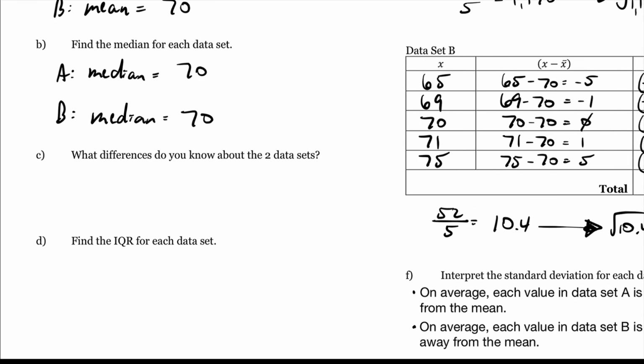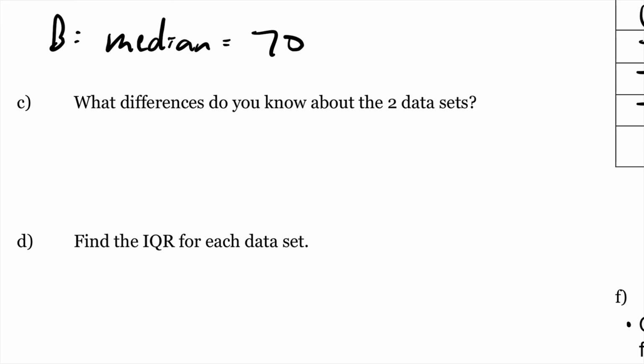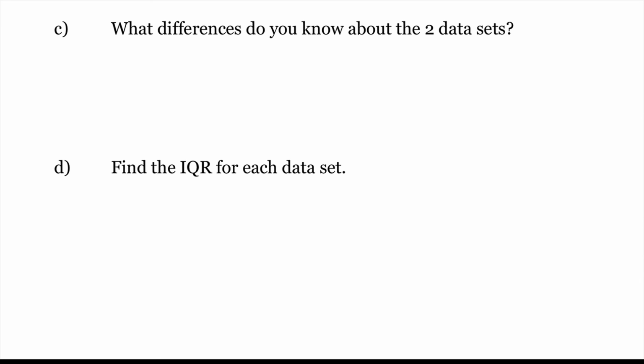Sorry. So last thing, we've got to do one more thing. We didn't do D. So to find the IQR, you're going to go Q3 minus Q1. So I need to find those out. So we need to find out Q3 and Q1 for each of them. We've done that before. We've done Q3 and Q1.